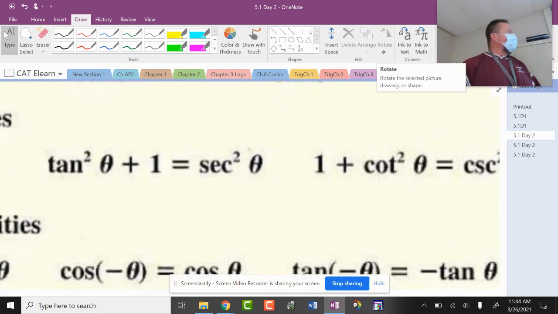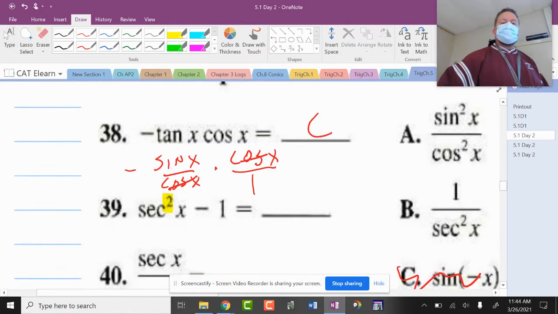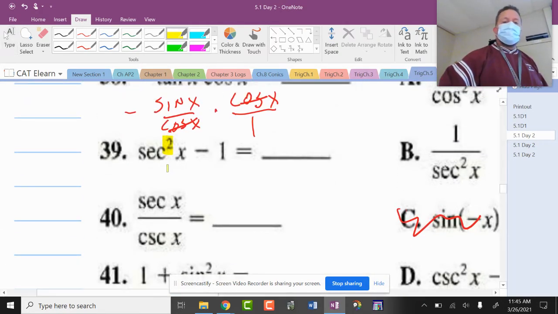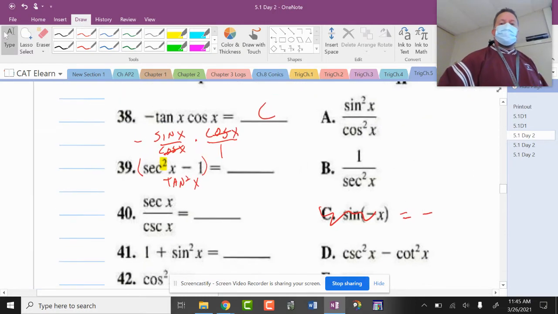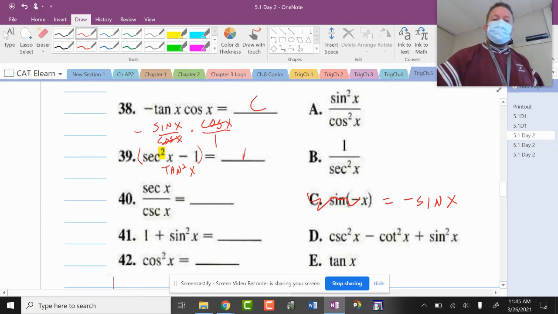Tan squared. All you would have to do is subtract 1. Then secant squared minus 1 is equal to tan squared. Gotta get my pen again. So this is what I mean. Okay, that's simpler. Now let me look over here. What letter does tan squared equal to? A, B, D, or E? Oh, A.